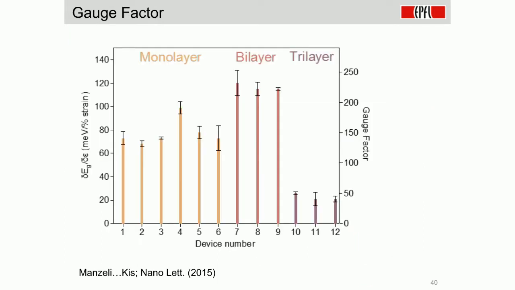And then if you calculate the gauge factor, we basically get these numbers for mono-, bi-, and trilayer MoS2, and the gauge factor in the case of bilayer is actually quite good and comparable to what you would have in silicon or standard semiconductors, which you could normally use as a macroscopic strain gauge.